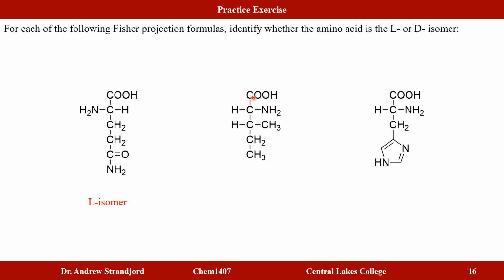In the second molecule, drawn in the Fischer projection, my amine group is on the right-hand side. That means that would be the D stereoisomer. And also, if I look at this third example here, here's my alpha carbon. Here's my amine group on the right-hand side. Therefore, this is the D stereoisomer.